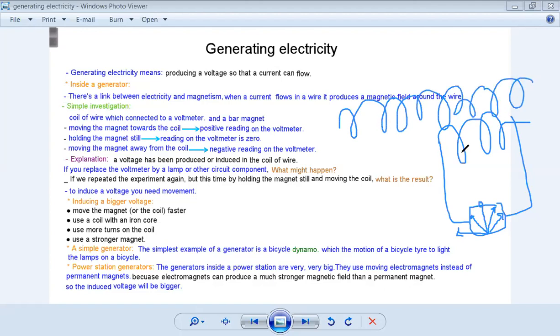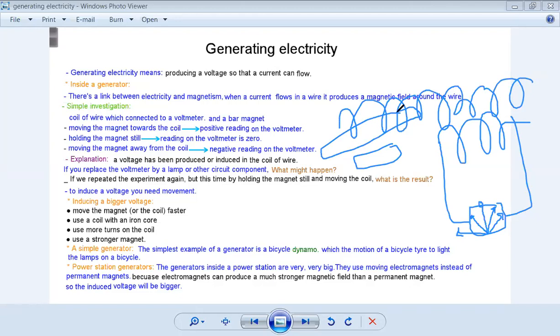Or we can use a stronger magnet. Okay, we have a small magnet. We can use a bigger one, which is stronger. And we can test this by the magnetism, the force of magnetism. So these are 4 ways that we can use to get more reading or bigger voltage.